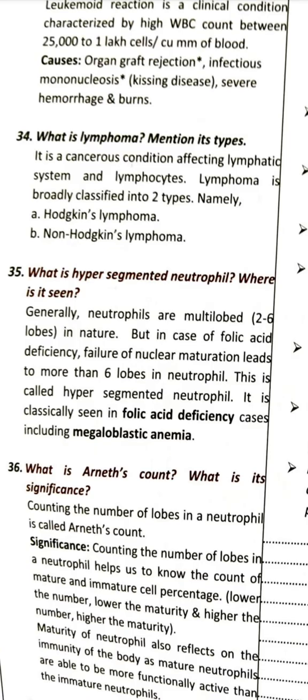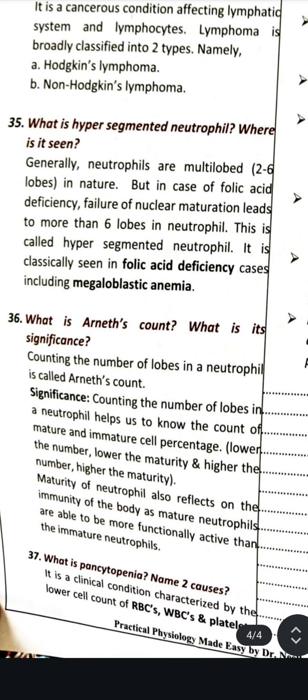Now, what is a hypersegmented neutrophil, and where is it seen? Neutrophils are multi-lobed, with 2 to 6 lobes, but in folic acid deficiency, the failure of nuclear maturation leads to more than 6 lobes in the neutrophil. This is called a hypersegmented neutrophil, and it is classically seen in folic acid deficiency cases, including megaloblastic anemia.